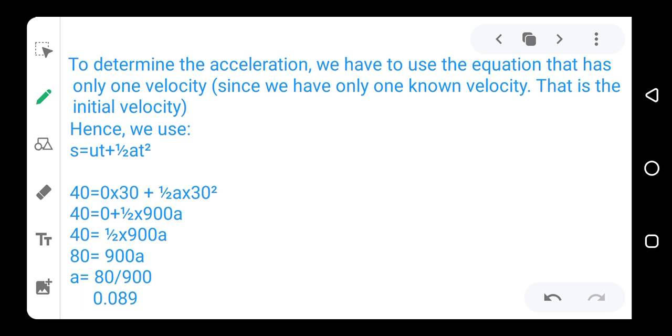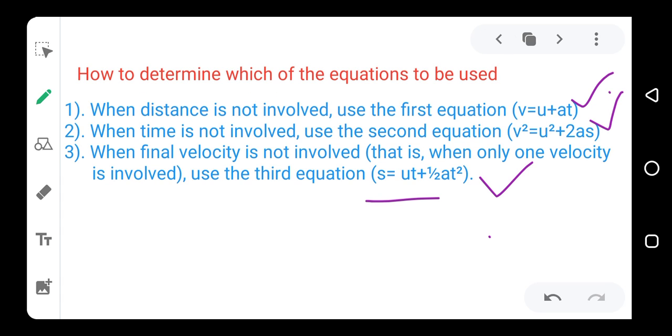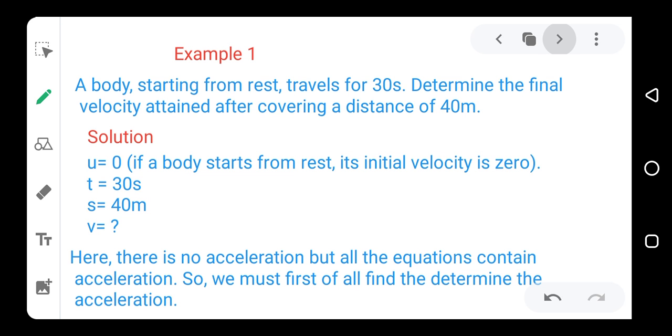If we solve this, we are going to get that a, or acceleration, is equal to 0.089. Now that we have the acceleration, we can put it in any of the equations that contain final velocity. Both equation 1 and equation 2 contain final velocity, so we can use either. If we use equation 1, we know initial velocity, acceleration, and time. If we use equation 2, we know initial velocity, acceleration, and distance. Either way, we get the same answer. Equation 1 looks simpler, so let's use it.